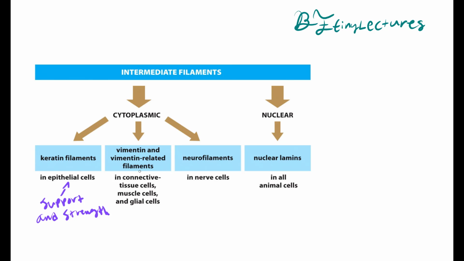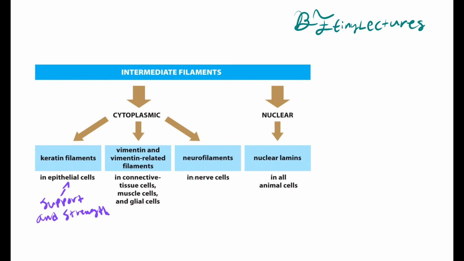If we look at the connective tissues and the muscle cells and also the glial cells, these intermediate filaments are called vimentin and vimentin related filaments. And so that allows some cells to operate, right? So in muscle cells, if you didn't have these intermediate filaments, well, the muscle cells wouldn't operate. They wouldn't be able to fully function. Yes, they will still have microtubules, but the muscle cells wouldn't be able to function. Okay, so these are very crucial within the operation of the cell and body.